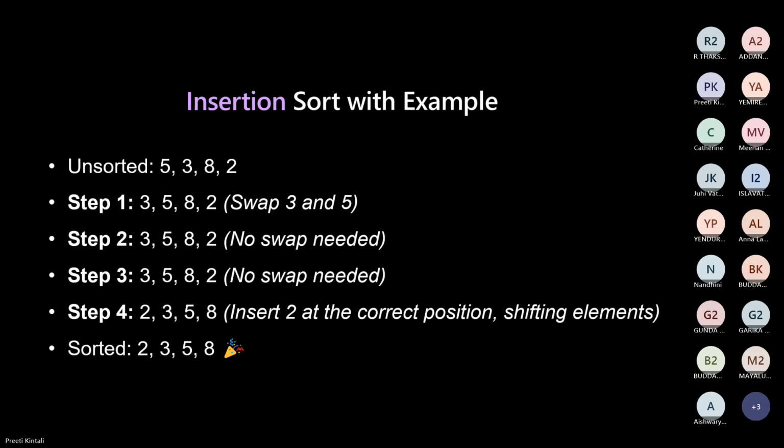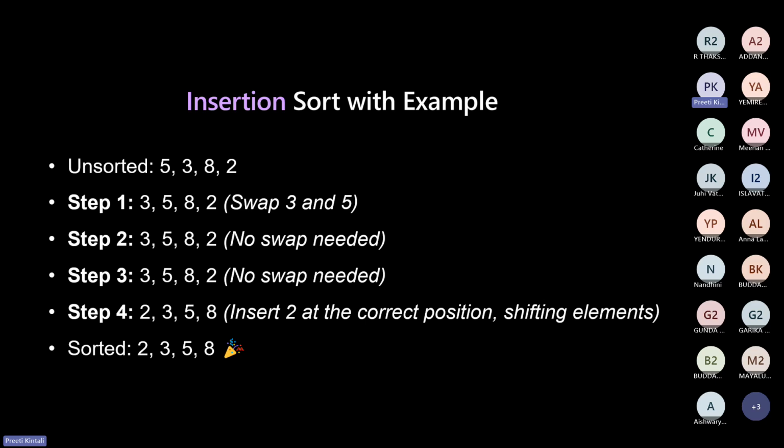Now 2. What about 2? So 2 is less than 8, less than 5, and less than 3. What we have to do is move all these three and then insert this 2 at the start. So insert 2 at the correct position by shifting the elements. All these elements will be shifted one by one. So 2 will be swapped with 8 and then this 2 will be swapped with 5, then 2 will be swapped with 3 and then we will get the correct one. So this is basically the insertion sort algorithm.